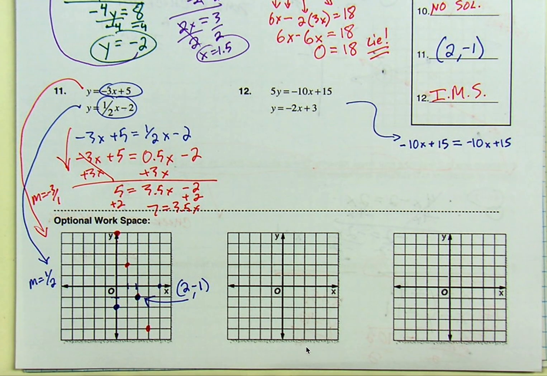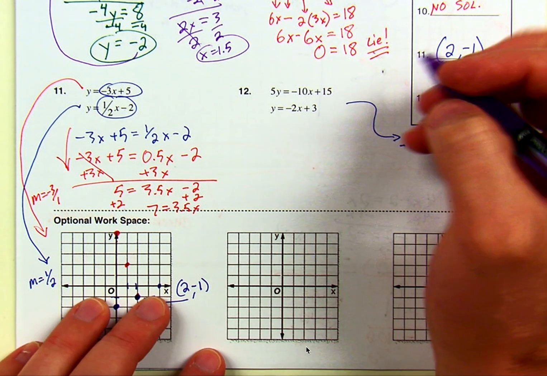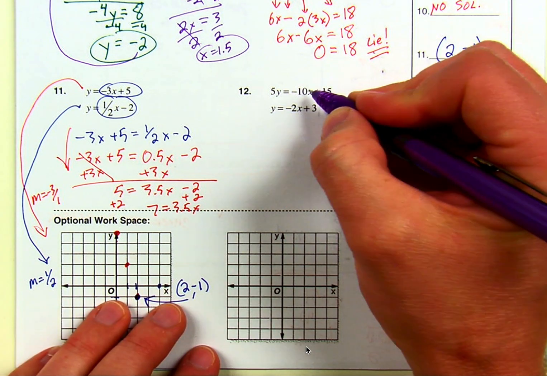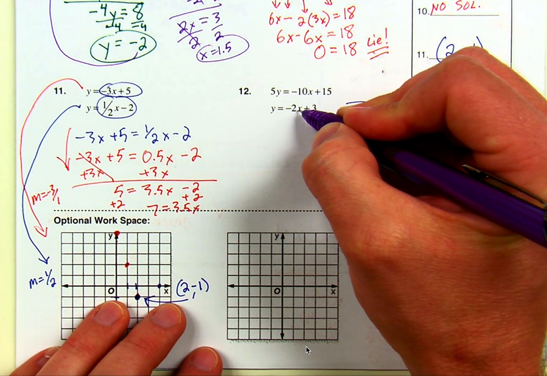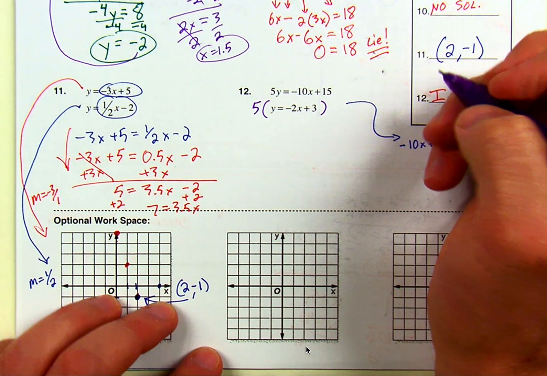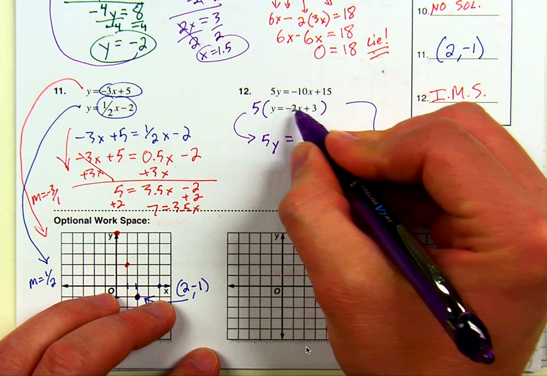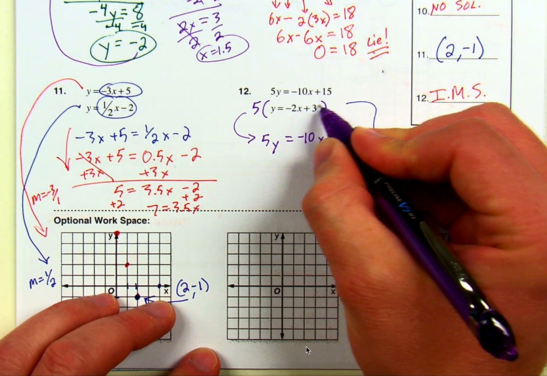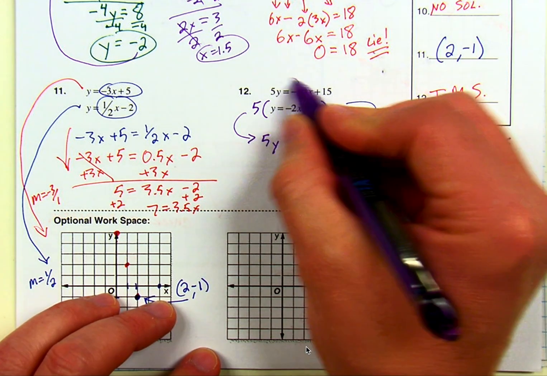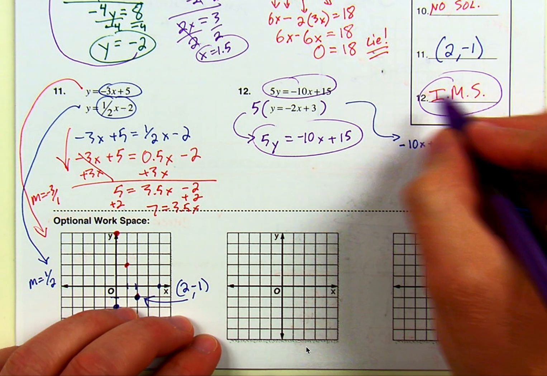All right. I'll show you how to do that one with the elimination method as well, just for the heck of it. They are lined up, but 5y and y don't cancel, 10x and 2x don't cancel, so I'd have to multiply this whole thing by 5, right? If I did that, what would I get? 5y equals -10x plus 15. Wait a second. That's the same equation twice, right? Infinitely many solutions. Ding, ding, ding.